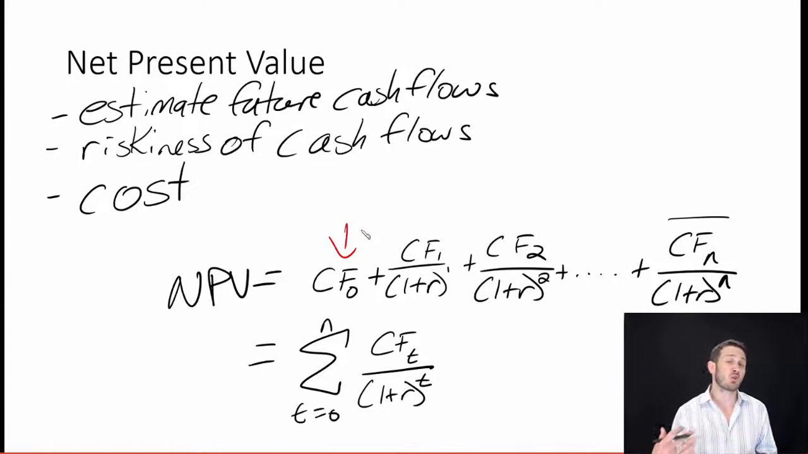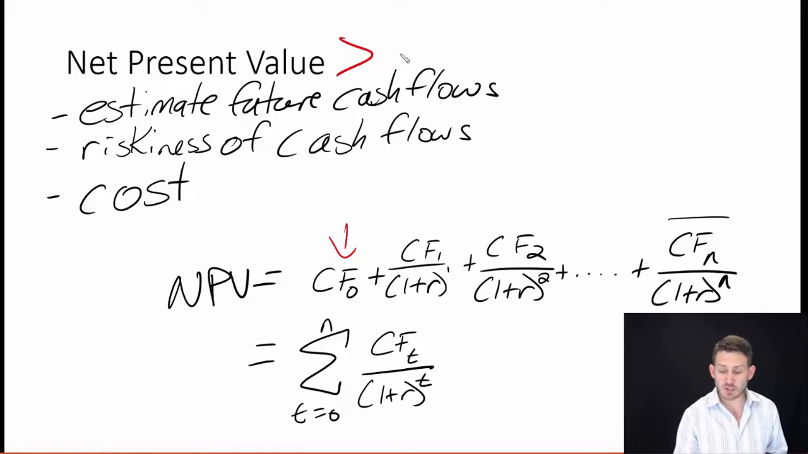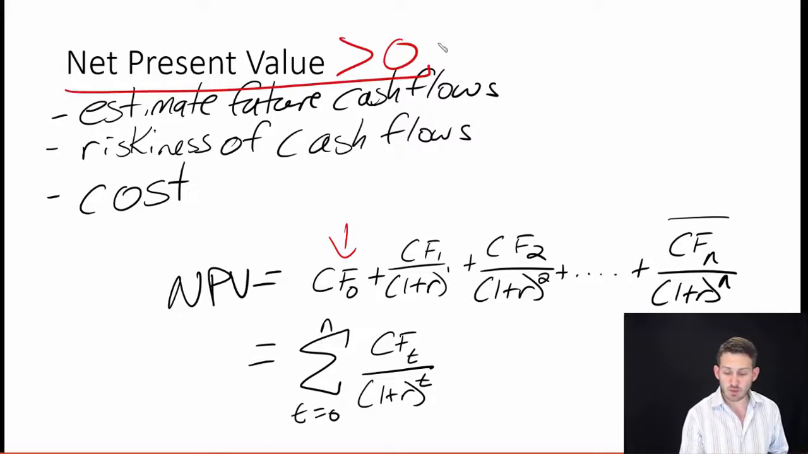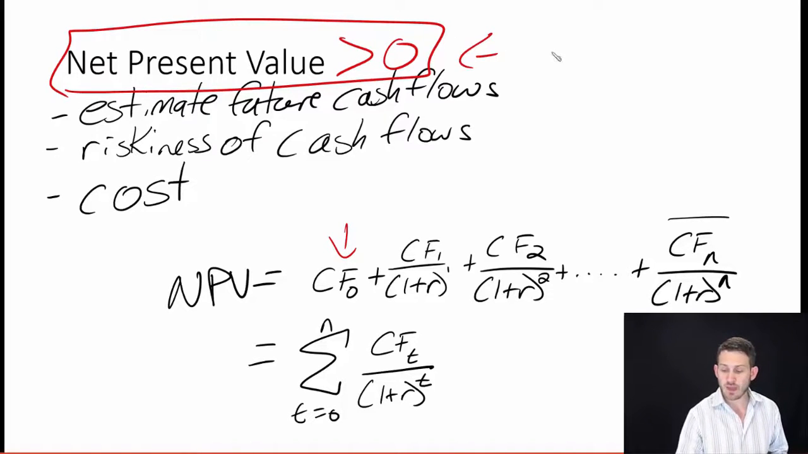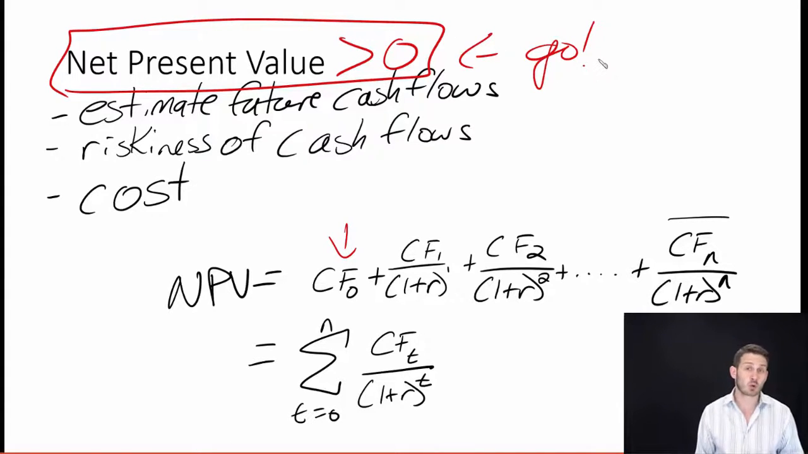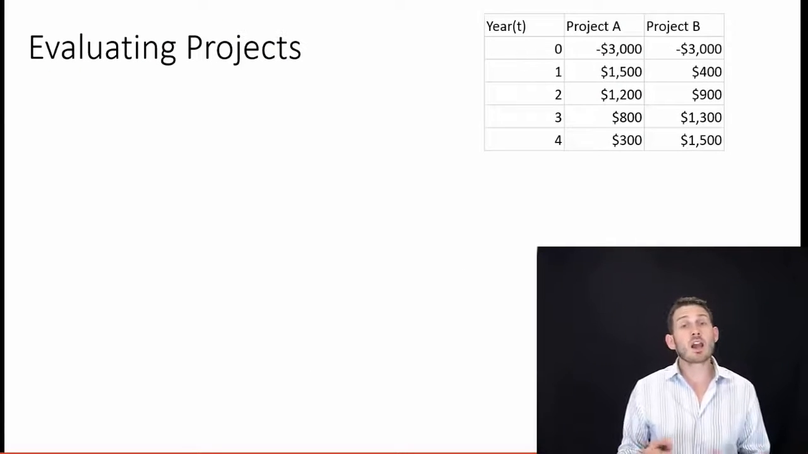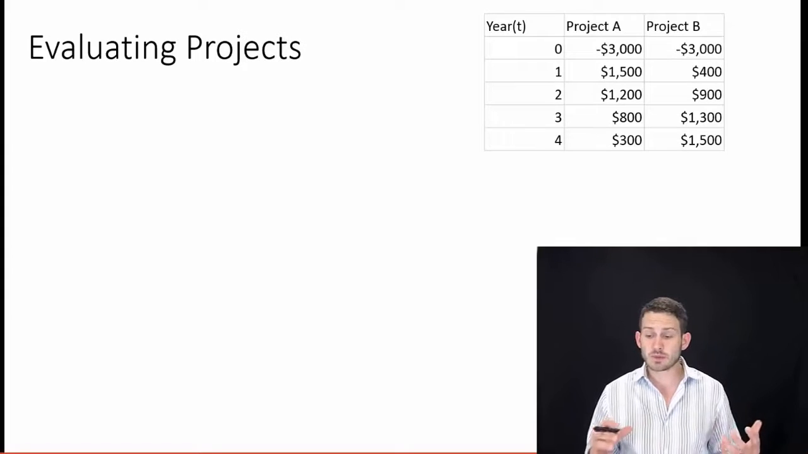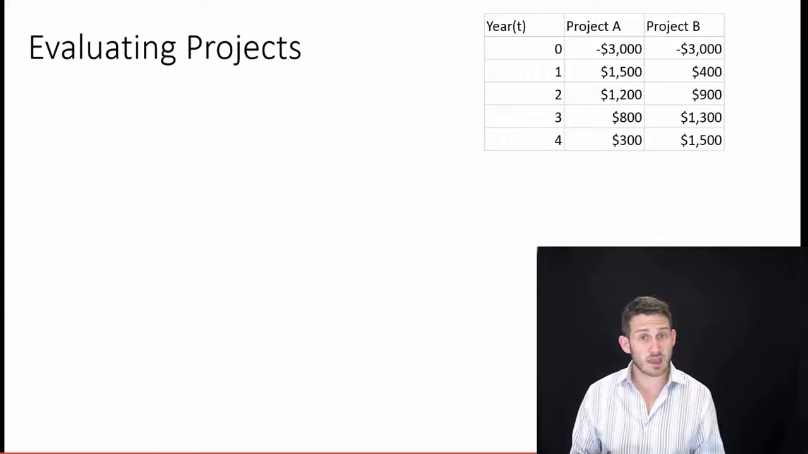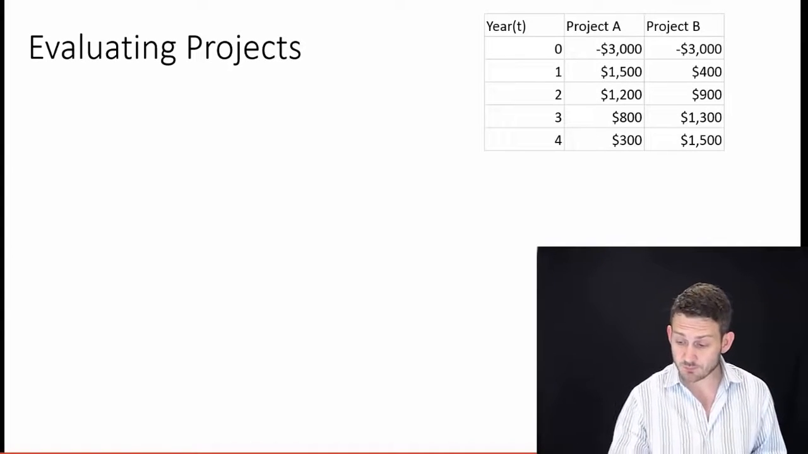We are spending cash right now for these future cash flows, and then we're going to evaluate that and come up with that NPV. Our general rule here is that we will do a project if our net present value is greater than 0. That is a go project. So we evaluate some projects. We're looking at doing two different projects here, project A and project B.